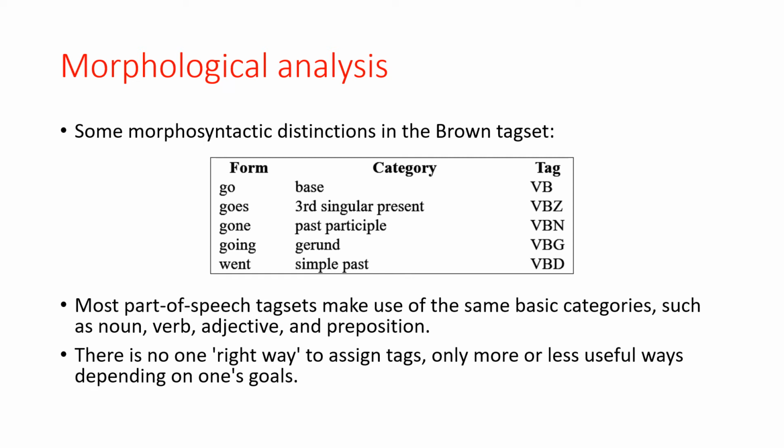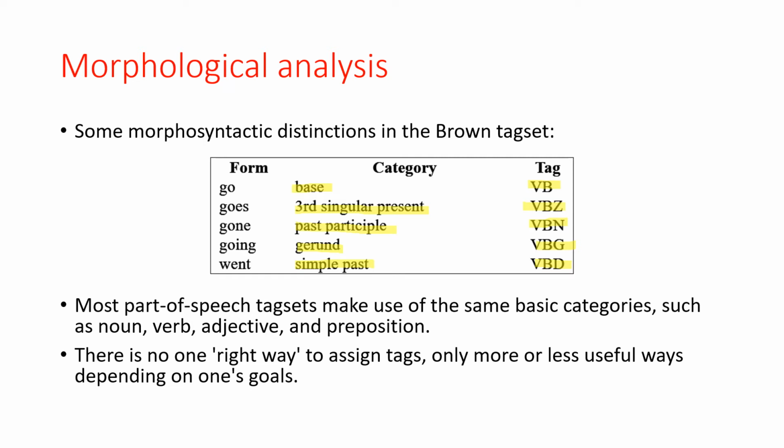Some morphosyntactic distinctions in the Brown tag set are, for example, that the base form of the verb is VB, but the third person singular present is tagged as VBZ. Then the past participle is tagged as VBN, the gerund VBG, and the simple past VBD, and so on. This fine-grained tagging of verbs means that an automatic tagger that uses this tag set is effectively carrying out a limited amount of morphological analysis.